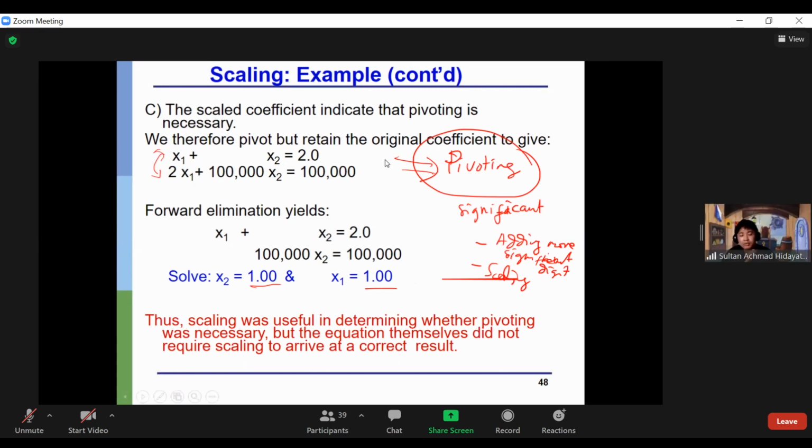Ma'am, excuse me, ma'am. Yeah, Sultan. I want to ask about selecting the biggest value for the pivot. Just for clarifying, ma'am, it doesn't change any value, right, ma'am? So it just swaps, ma'am. So it seems no value changes, like becoming negative or anything, right?